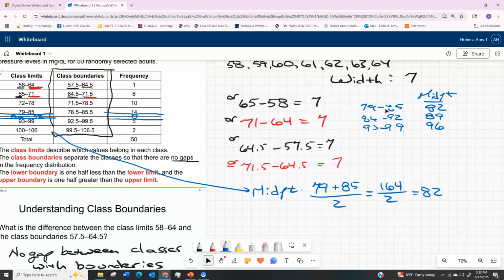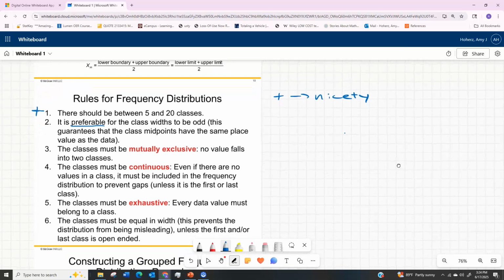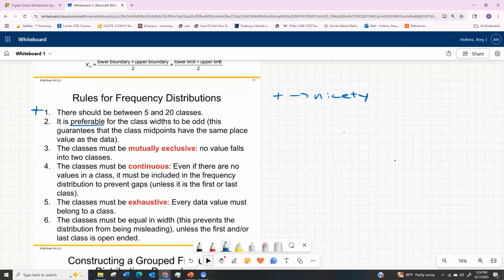If this was not a width of 7, say it was a width of 6, then these midpoints would have come out with halves. It would have been like 82.5 or 81.5. And so if you keep them odd, it makes the midpoints a little nicer. But it's not, again, mandatory. So we'll mark that as a nicety. So it's a nicety or preferable to have the class widths be odd. This, however, put a star if it's a must.